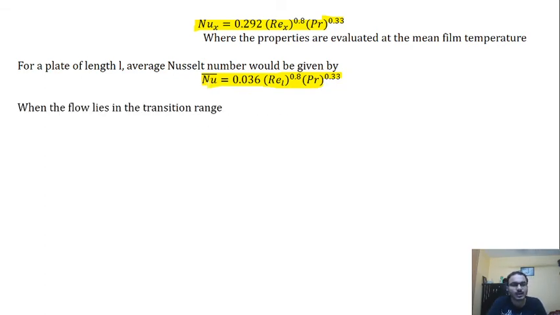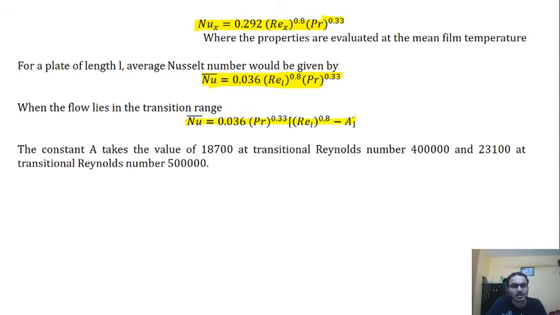When the flow lies in the transitional range, that is neither laminar nor turbulent, then the value of average Nusselt number is given by this formula. Here the constant A takes the value of 18,700 at transitional Reynolds number 4 lakh, and it takes the value of 23,100 at transitional Reynolds number of 5 lakh.